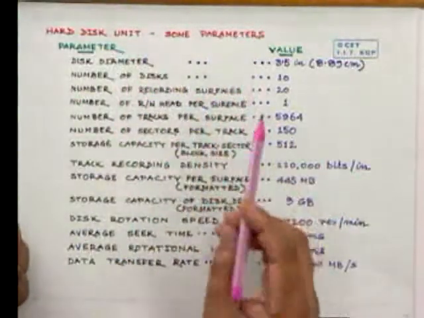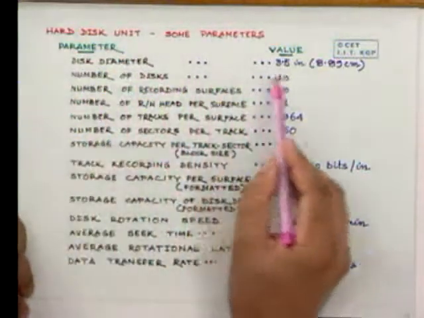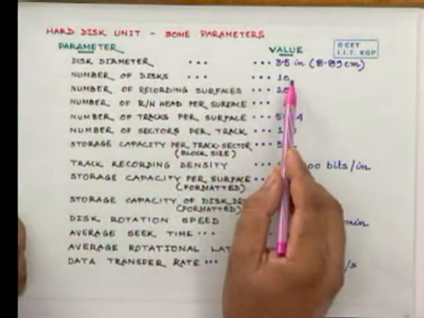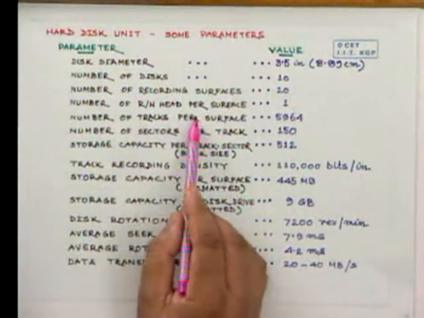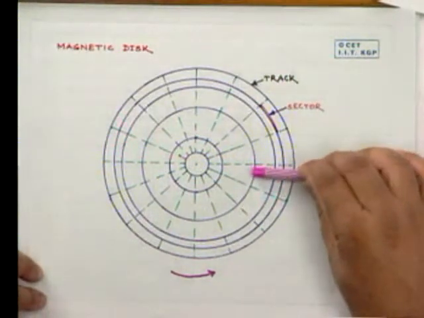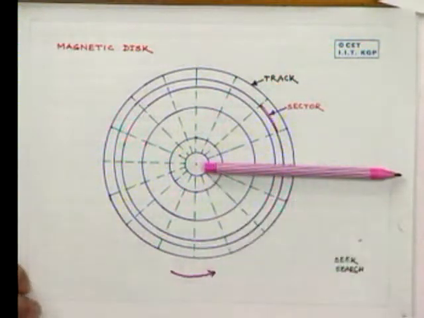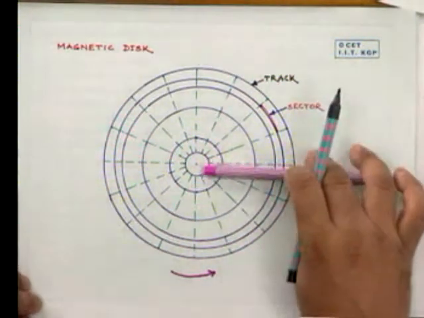Say a typical hard disk unit's parameters are: the disk diameter is 3.5 inch, the number of disks, that means the number of platters, is around 10, and so the number of recording surfaces is around 20. The number of read-write heads per surface is 1. I was talking of the type of disk we have, where there is only one read-write head which moves. It's possible that you keep a read-write head for each of these tracks, for example here, here and here for each track, but that is very costly and very seldom used, right?